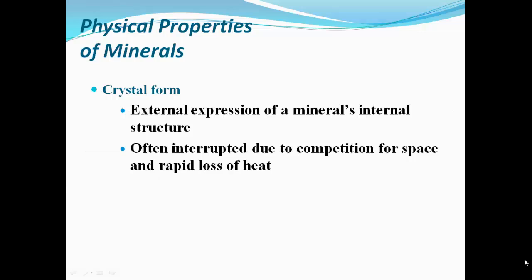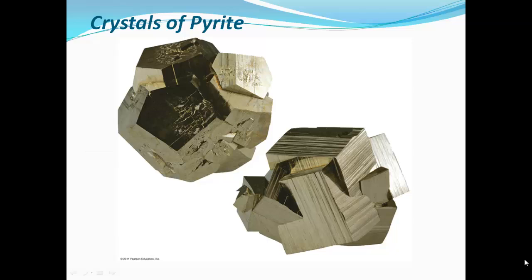Okay, one is the crystal form, the external expression of the mineral's internal structure. This is often interrupted due to competition for space and rapid loss of heat. So not all crystals are going to be perfect. Some are going to be truncated, some are going to be slightly misshapen. Here's an example of crystals of pyrite. Now pyrite often has this cubic crystal form, and other times it may form these almost dodecahedron-like crystals.